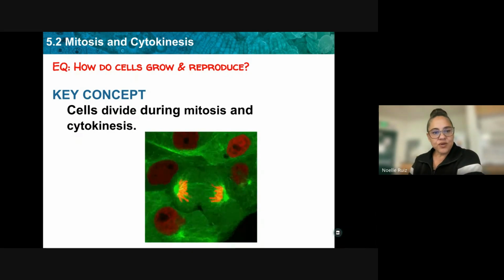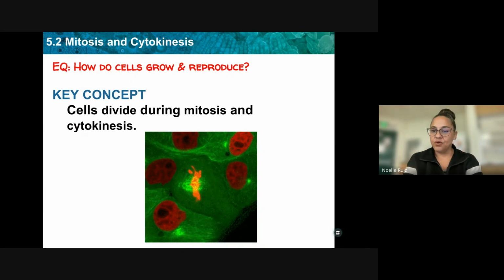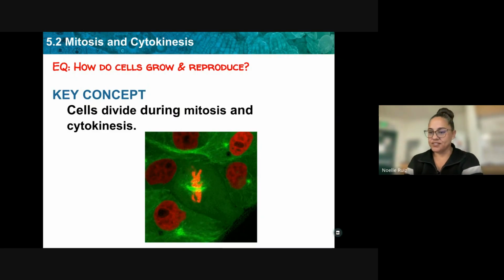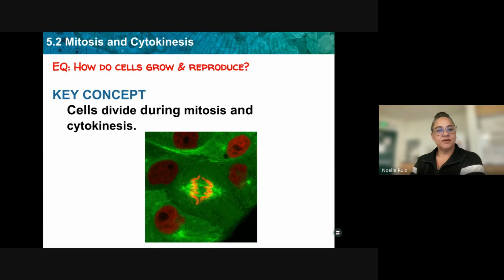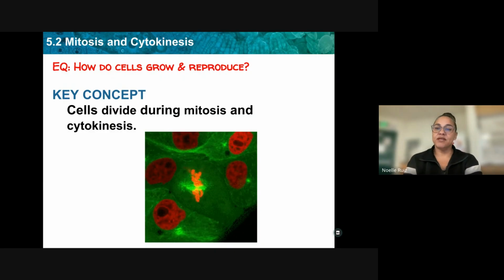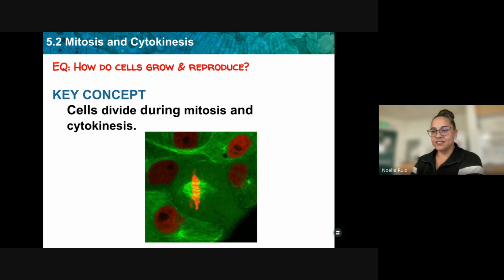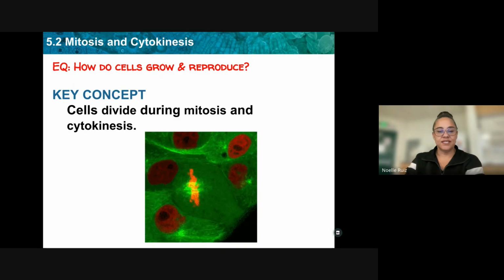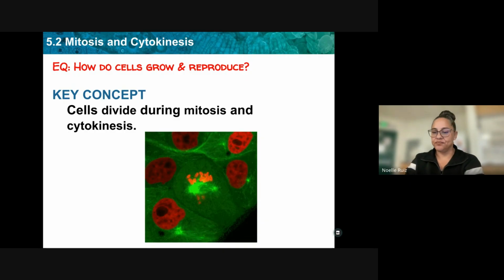All right, so our essential question: how do cells grow and reproduce? Same essential question as last week. But cells divide during mitosis and cytokinesis. Like I said, it's that M wedge in the cell cycle. Last week we went over the cell cycle.